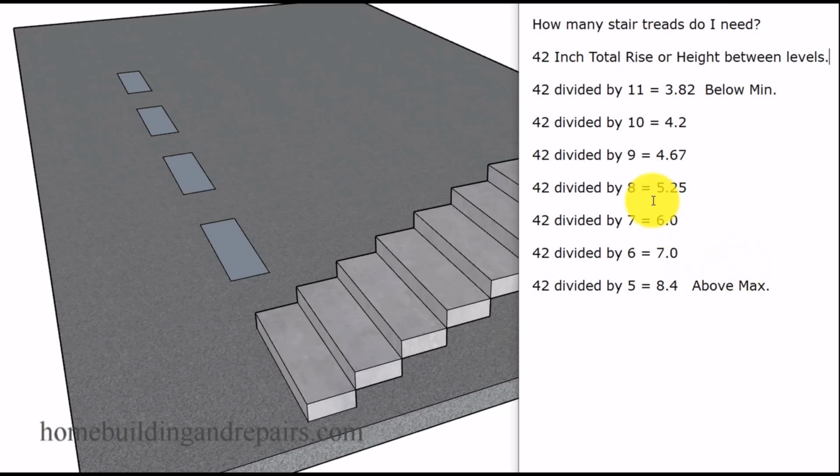So all of these numbers in between here that are going to be above the minimum and below the maximum will work. So we can have 6 risers, 7 risers, 8 risers, 9 risers, and 10 risers for a 42 inch tall overall rise. 42 inch total rise or height between levels. So I hope that makes sense. So the minimum isn't going to work because it's going to be too small. This is going to be too tall. You can use any one of these that will work for your particular case.